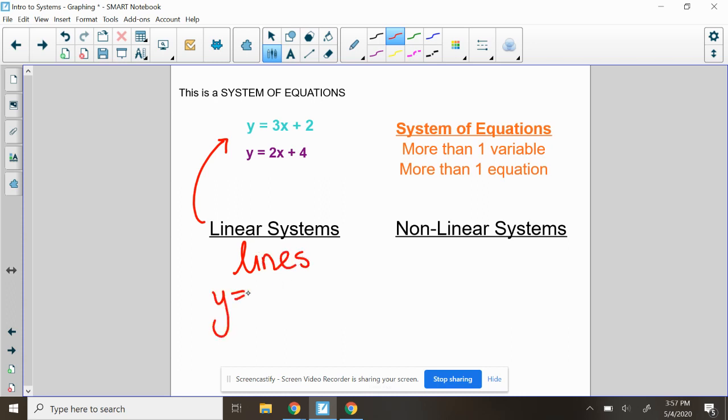Keep in mind that you have lots of different ways to be able to write lines. We have our slope-intercept form, which is y equals mx plus b. We have our standard form of ax plus by equals c.